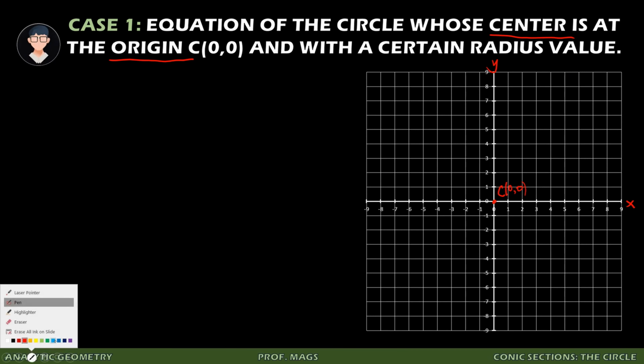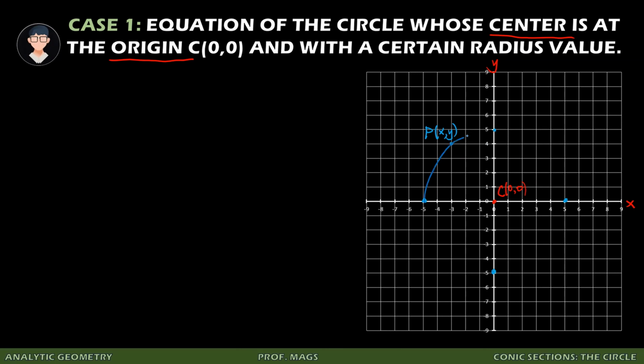And we have a certain radius value. So in order for you to have a radius, you have to have a point which lies on the circle. So let's say we have a point right here. Let's say that is point P with coordinates x and y. Then we have to graph our circle. Okay, so that is our circle right there.